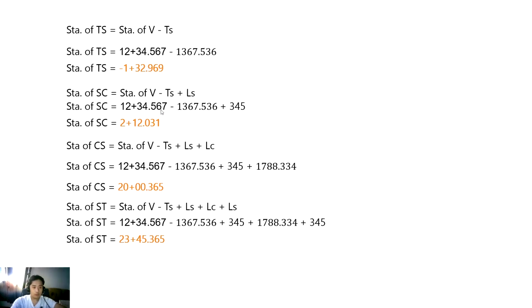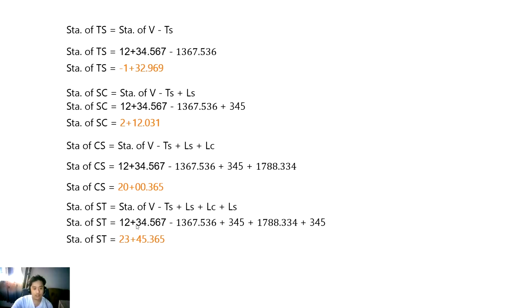So, 12 plus 34.567 minus 1,367.536 plus 345, and we'll get 2 plus 12.031. Sa station of CS naman, we're going to use station of B minus TS plus LS plus LC, or station of SC plus LC. So, ang i-add lang natin ay 2 plus 12.031 plus 1,788.334, and same pa rin naman na makukuha natin na 20 plus 00.365.